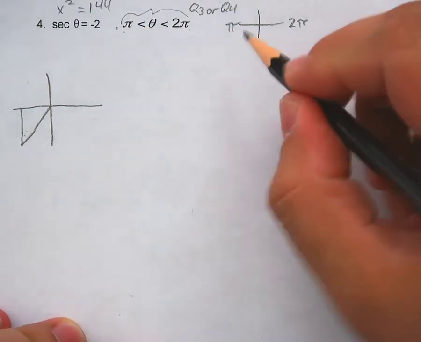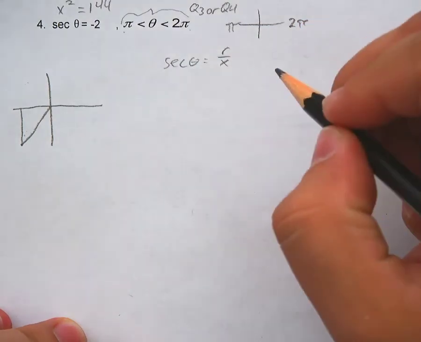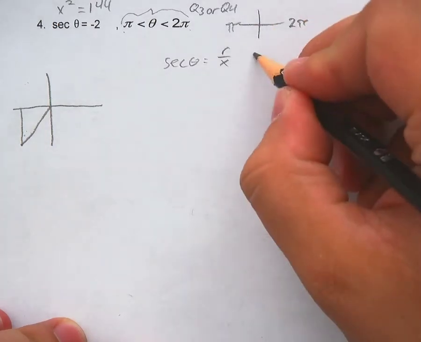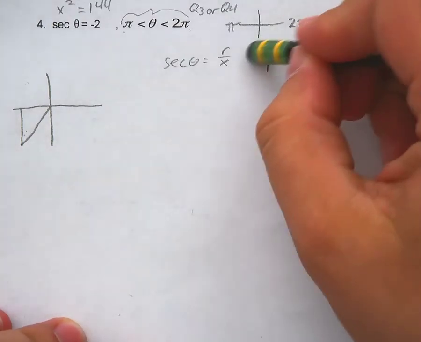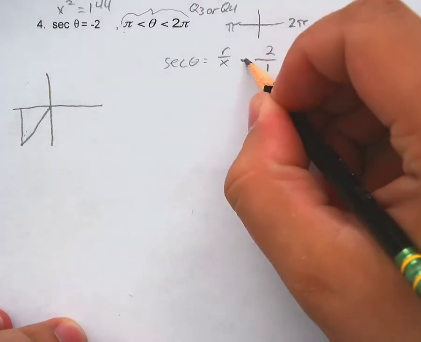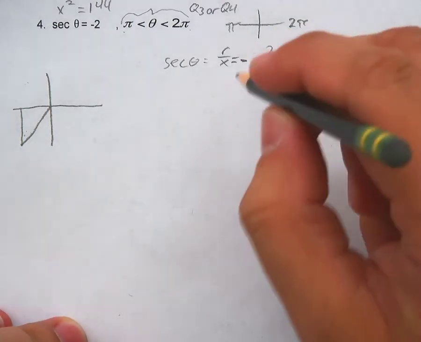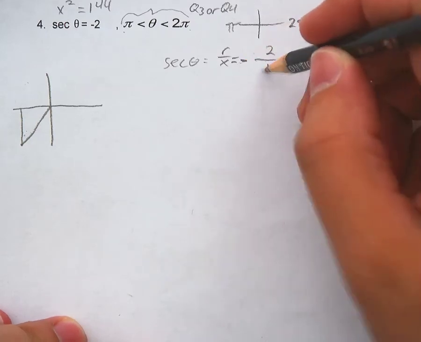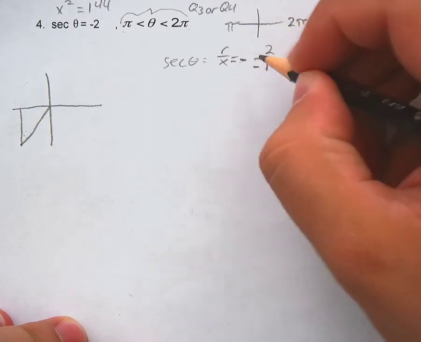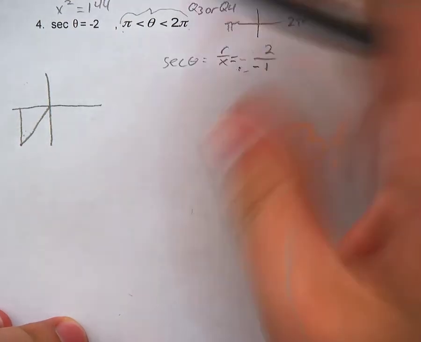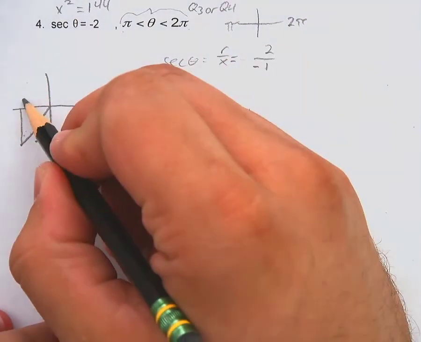And if you'll remember, secant of theta is r over x. So this is negative 2 somehow. That means that I'm going to put this thing over 1 to make it a fraction, and this negative has to go somewhere. Can it go with r, or does it have to go with x? That's what you should be asking yourself. R is a distance, so it's not going to be negative, but x values can be negative, and they are negative in the third quadrant, so that makes this thing 2, this thing negative 1.